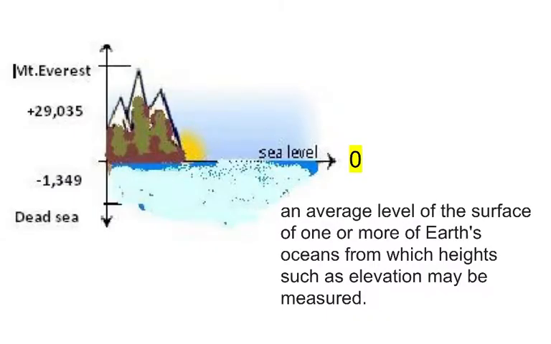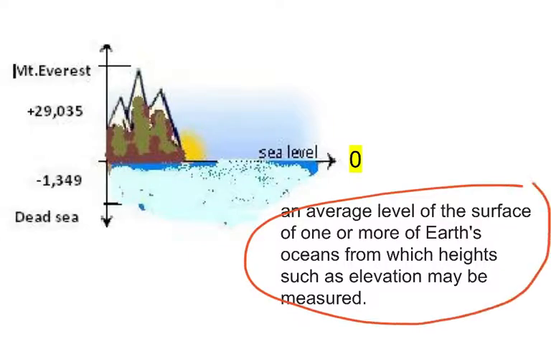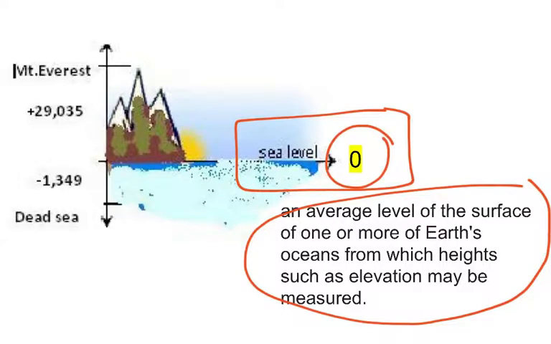Another thing to think about is different ways to think about positive and negative integers. One of the ways in the real world that we use these positives and negatives is when we're talking about elevation, just looking at how things are measured, where they are located on the earth. If you look right here at this definition, an average level of the surface of one or more of the Earth's oceans from which heights such as elevation may be measured is called sea level. So at sea level, we would say we have an elevation of 0.